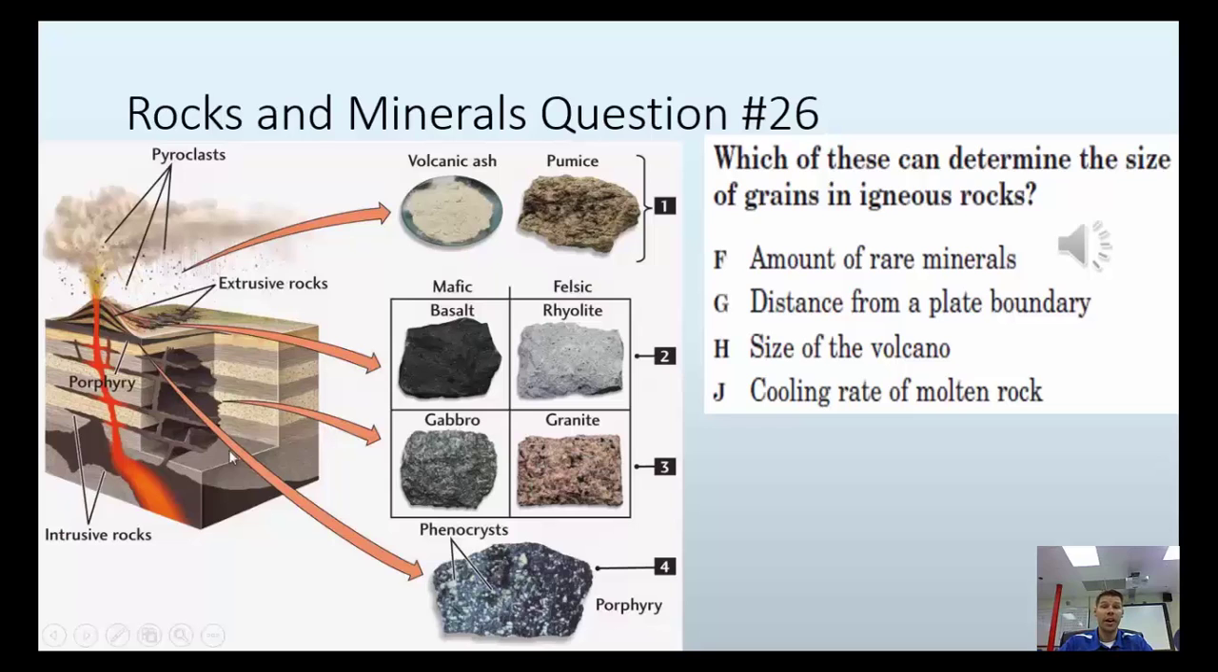Rocks that cool very, very slowly underground are called intrusive igneous rocks, such as gabbro and granite, and they have lots of grains and crystals. Rocks that form outside the Earth, extrusive igneous rocks such as pumice and basalt, have very minimal amount of grains or crystal development. So our answer here is J. The cooling rate of molten rock will determine the size of the grains or crystals in igneous rocks.